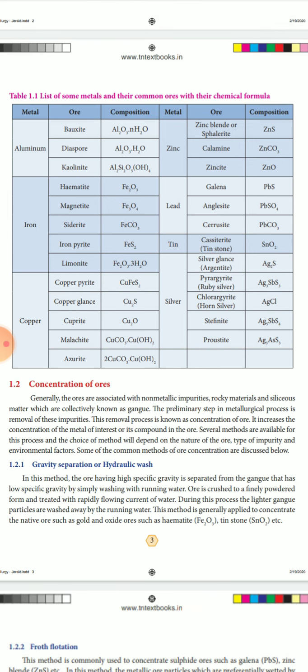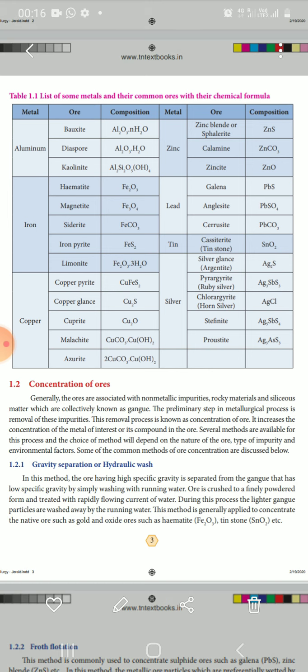Then concentration of ores. Concentration means how much amount is contained. In any one compound from the earth crust, we can find out how much amount is present in it. Already you know that concentration means more amount.